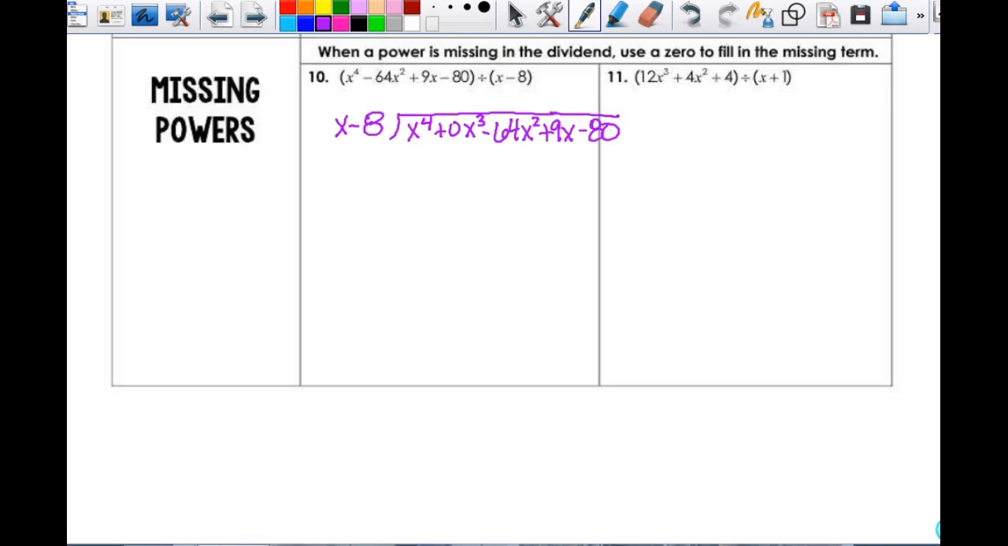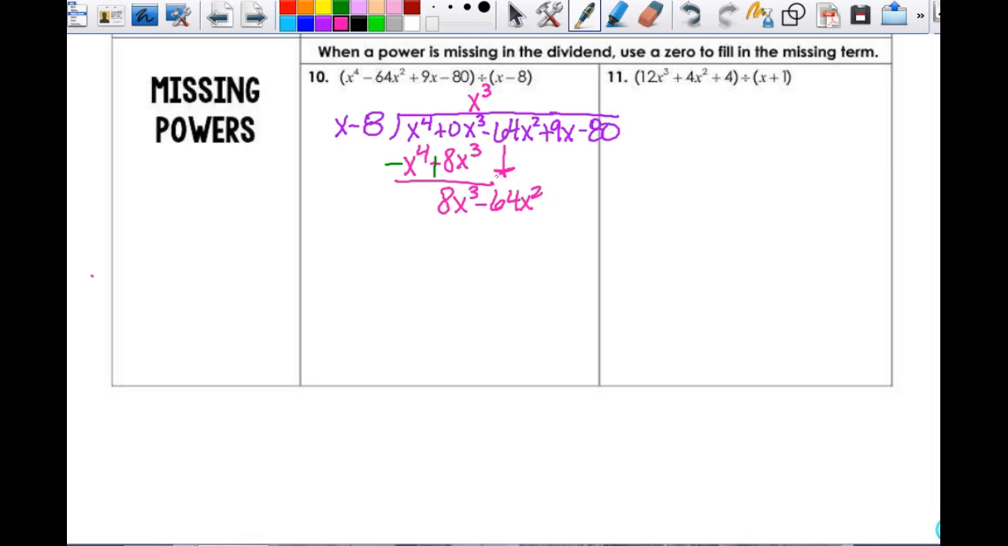Okay. Everybody okay with all that? Okay. So now we divide. X goes into x to the fourth, x cubed times, and see, if I didn't have that there, I wouldn't have anywhere to write that, and then it throws everything off. X cubed times x is x to the fourth minus 8x cubed. Go through and change my signs. So this zeroes out, and this gives me 8x cubed minus 64x squared, because I've got to bring that down.